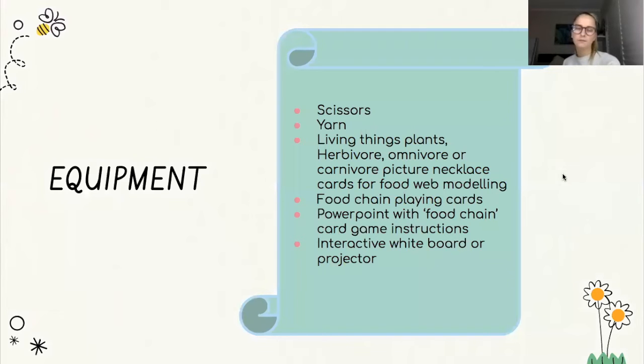The equipment that they'll need is scissors, yarn, living things, plants, omnivore or carnivore picture necklace cards for food web modelling, which will be provided by the teacher, and we'll show it on the next slide. Food chain playing cards, which will once again be provided by the teacher. A PowerPoint with food chain card game instructions, and an interactive whiteboard or projector.